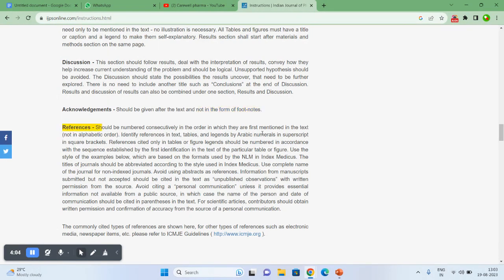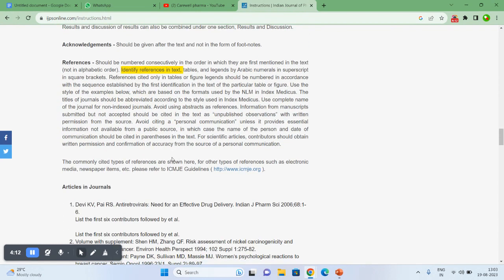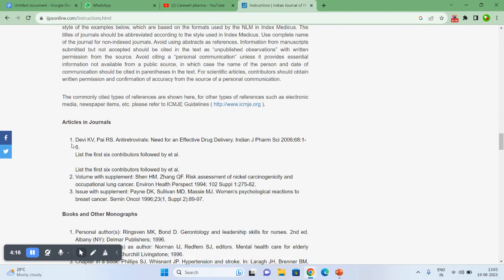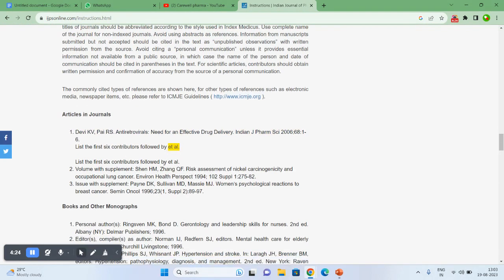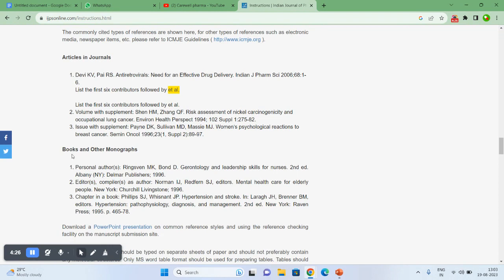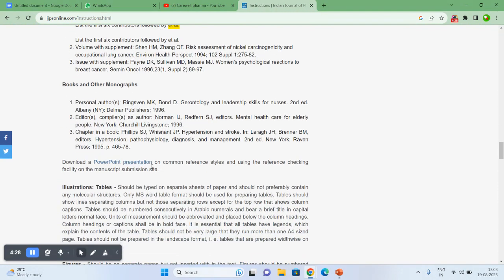References should be numbered with Arabic numerals, that is 1, 2, 3, 4, and should identify references in the text. The referencing style is very important: Vancouver, Harvard, MLA, what is the journal expecting? Here you can see articles from the journal: the first 6 contributors followed by et al. Et al means all others. If there are books and other monographs, this is the format for the same.